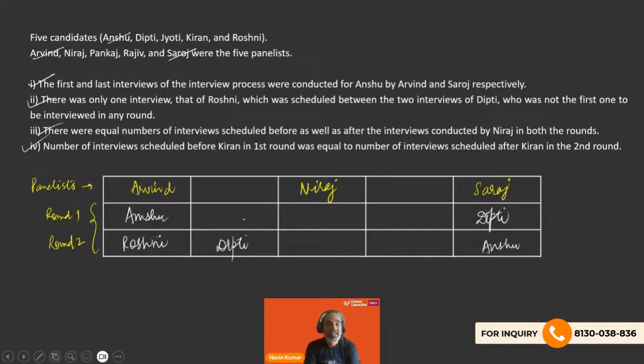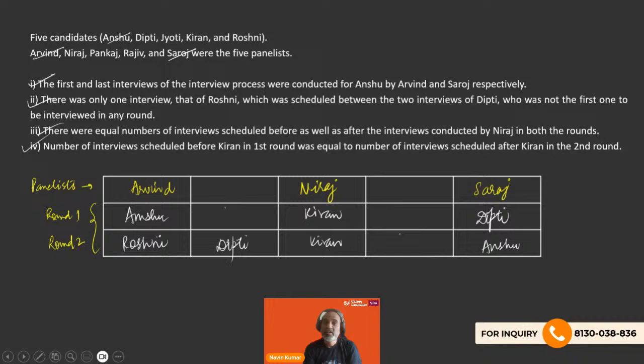Okay, next. The number of interviews scheduled before Kiran in the first round was equal to the number of interviews scheduled after Kiran in the second round. So if I take Kiran here, the number of interviews before her is one interview in the first round. So she should come here so that the number of interviews after her in the second round is the same. So this makes sense. What if we shift Kiran next here? If we shift Kiran here, the number of interviews before her is 2, and here the number of interviews after her is also going to be 2. This is also fine.